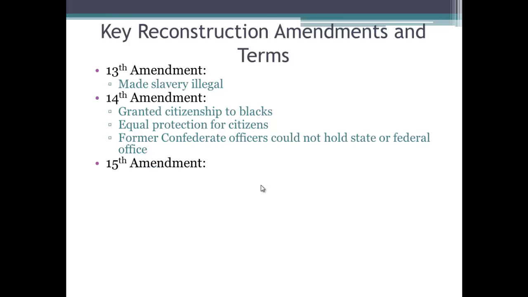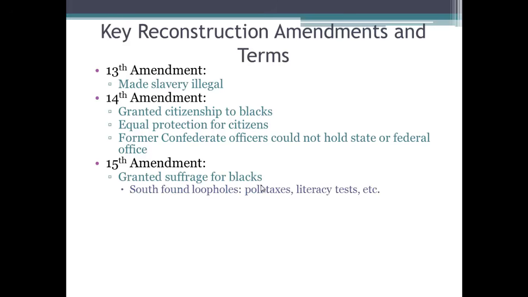The 15th Amendment, which comes a little bit later, granted suffrage for blacks, and the South found loopholes to get around this: poll taxes, literacy tests, grandfather clauses, etc. So these are key amendments that you absolutely positively must know, although the 15th Amendment the South found ways to get around.